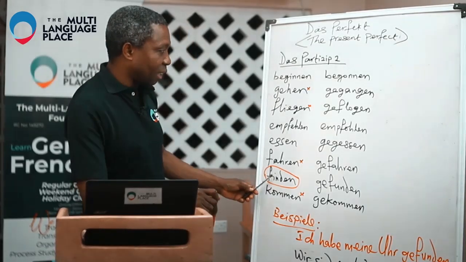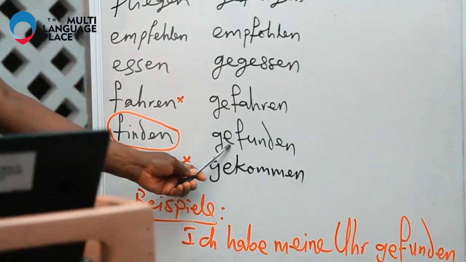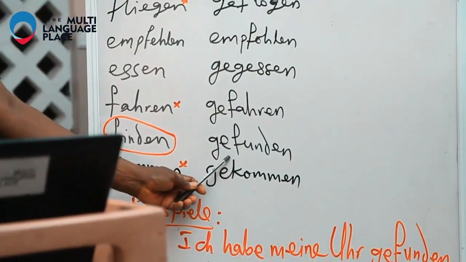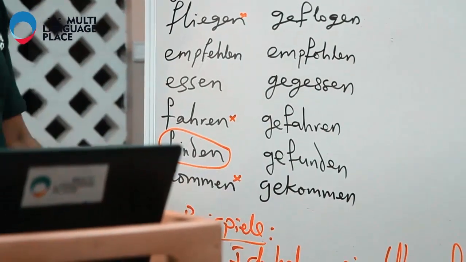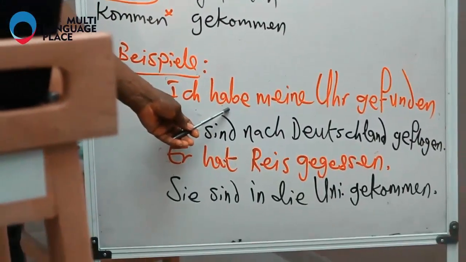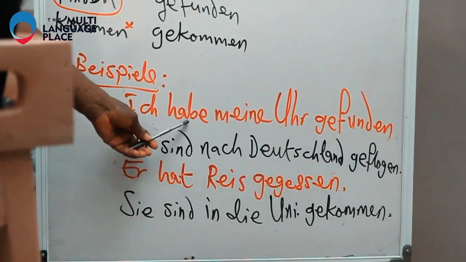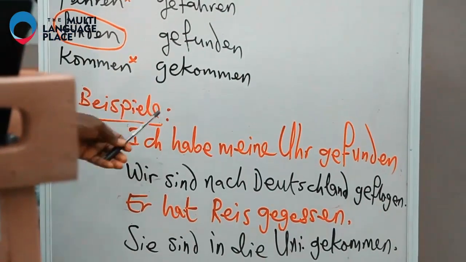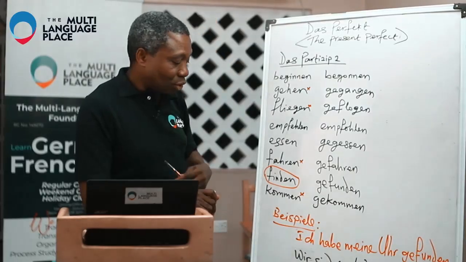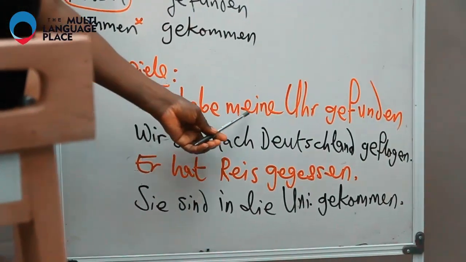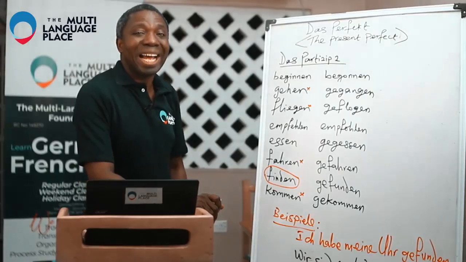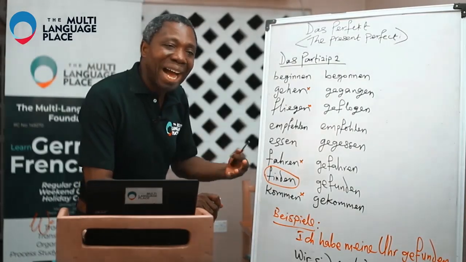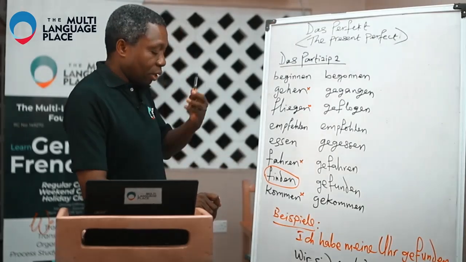If you look at finden, this is the participle 2, the past participle that you need. This one will change to this one, and then you have the helping verb occupying the second position, and the past participle will occupy the last position. Ich habe meine Uhr gefunden. I have found my wristwatch.